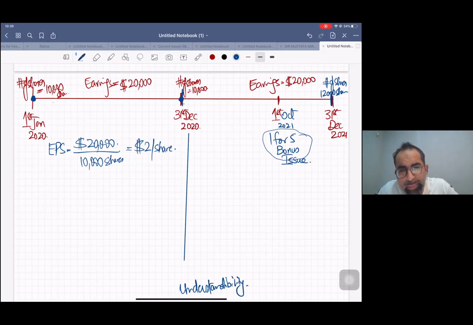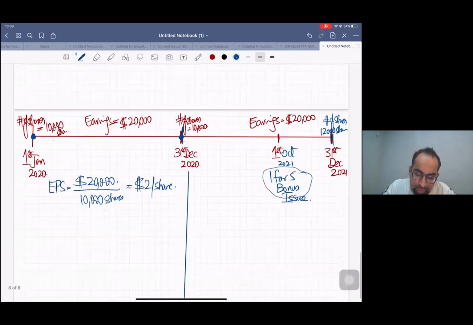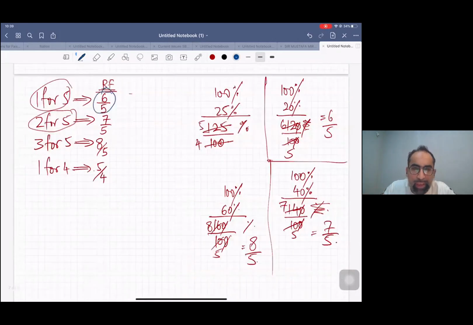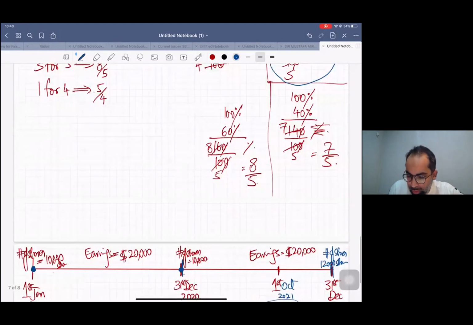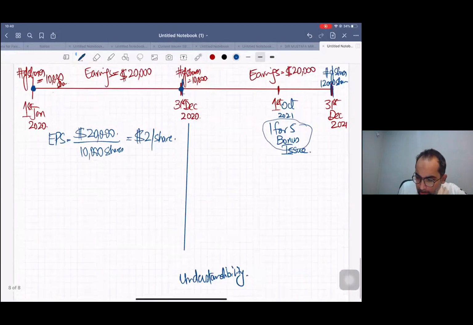Can you tell me the bonus fraction? We adjust the bonus shares from the beginning of the year, and we do it through the bonus fraction. I just taught you the bonus fraction of 1 for 5. Look here. The bonus fraction for 1 for 5 is 6/5, which means 20%. All of you, please see this working. It's 6/5.